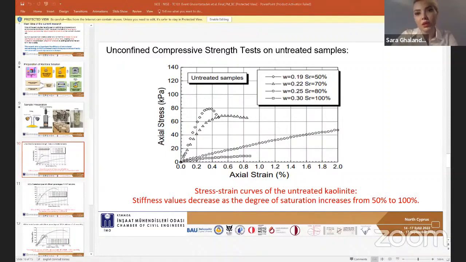Some samples were prepared and a series of unconfined compressive stress tests were done on them. Some of them were untreated, some of them were treated by a mixture of bacterial and cementation solutions, and some of them were treated by this mixture along with nanosilica. So this figure illustrates the stress-strain curves of the untreated kaolin. As you can see, the strength and stiffness values decrease as the degree of saturation increases from 50 to 100%.